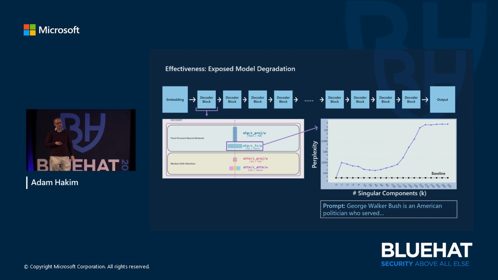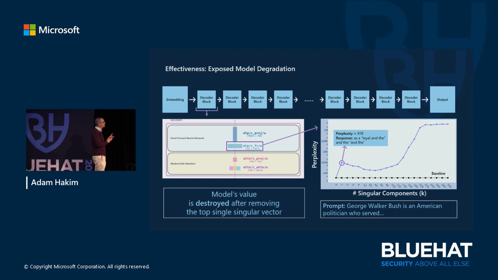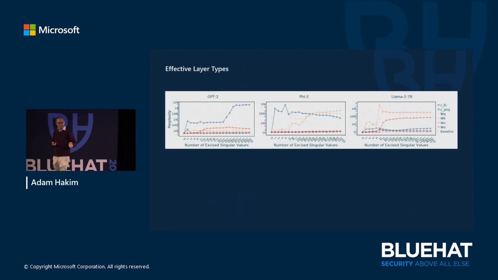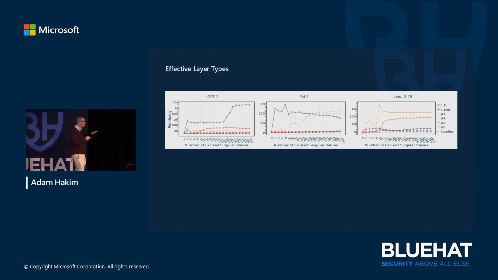For example, if we look at the prompt here, "George Walker Bush is an American politician who served," the response of the model is nonsense, "as a loyal and there," just from removing one vector. So the model's value is destroyed easily by removing just a few vectors, and we see that repeat for GPT-2, for Phi-2, for Llama 2 7B. You see again on the x-axis the different amounts of vectors removed, and the perplexity jumps to thousands and tens of thousands and millions, which is completely useless, after just hiding away on Charlie, removing a few singular components.